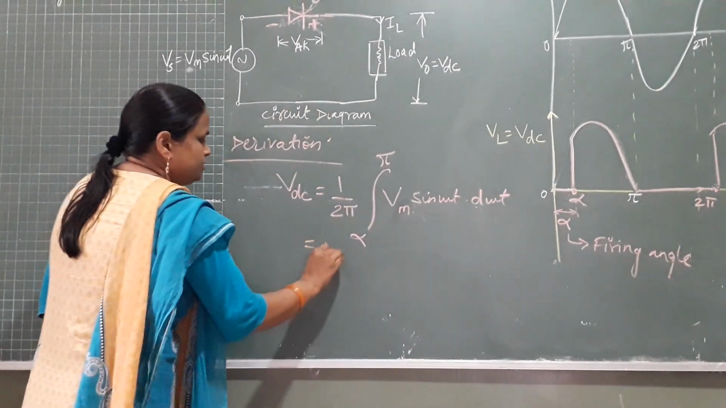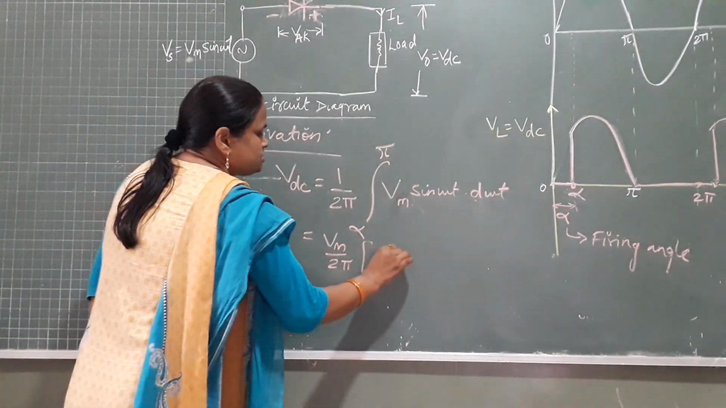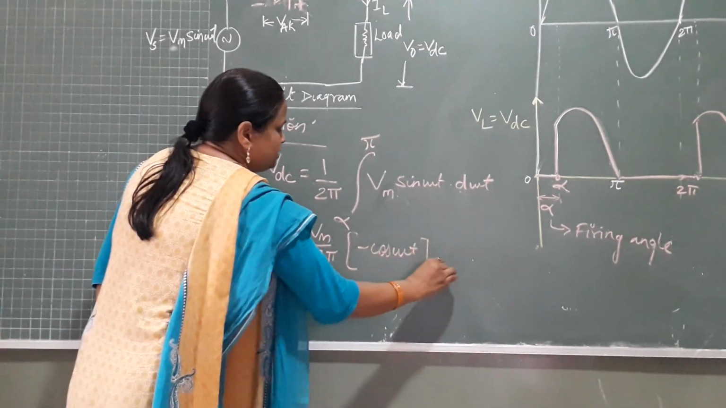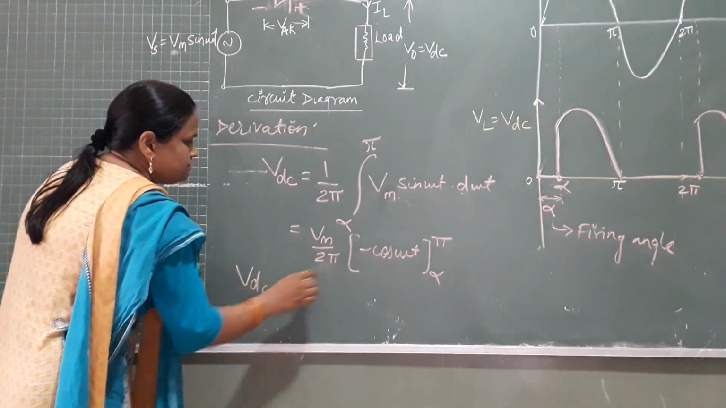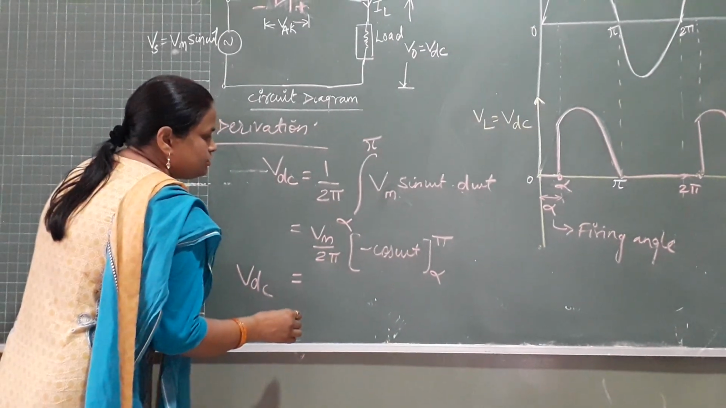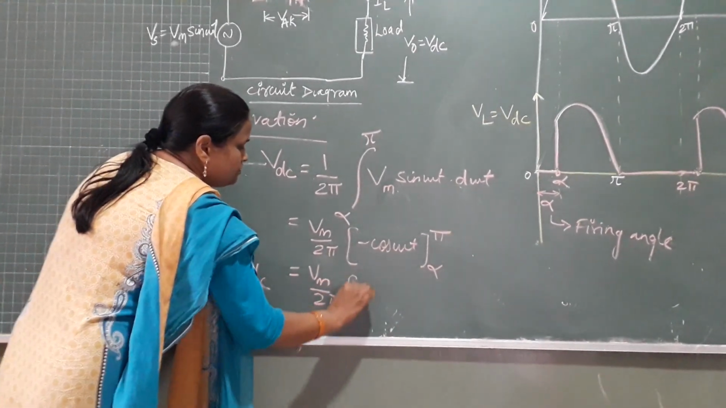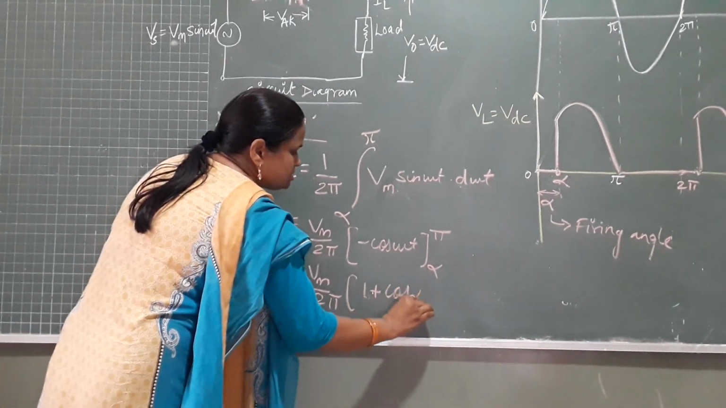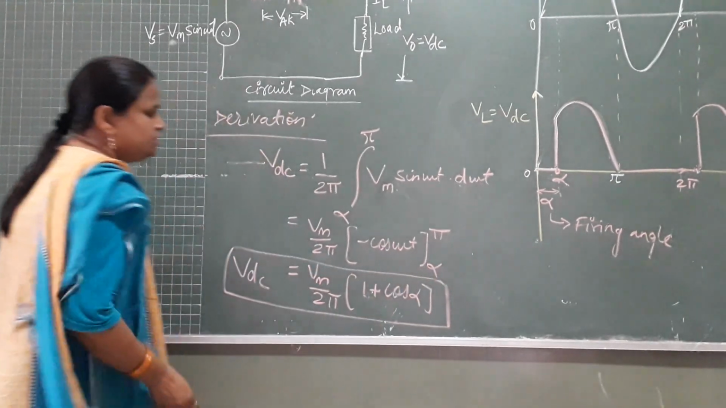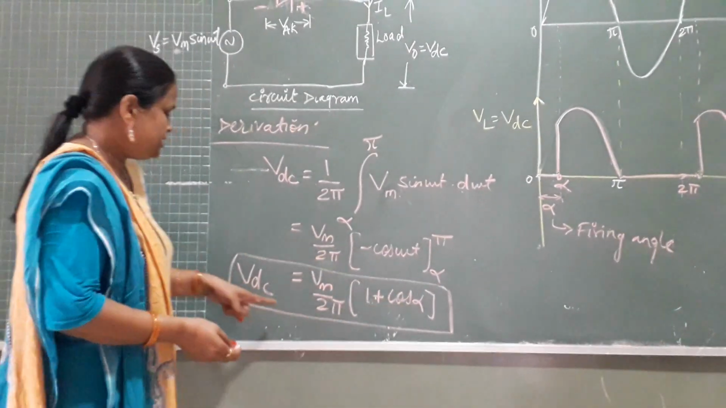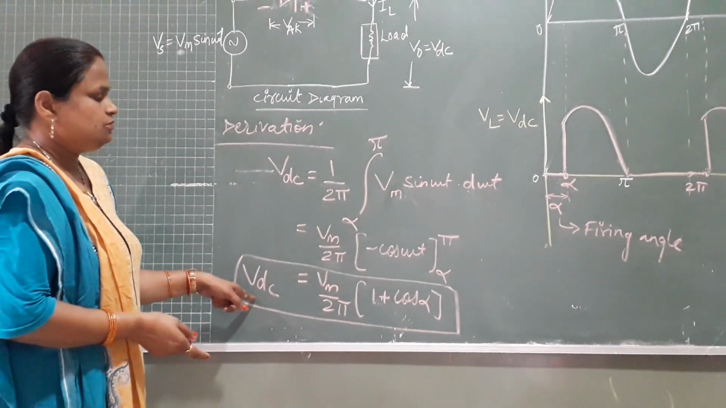Vm comes out, so we have Vm by 2 pi times minus cos omega t, with limits alpha to pi. When you derive it, cos pi becomes minus 1, so the result is Vm by 2 pi times (1 plus cos alpha). The moment you know the value of alpha, you can calculate how much DC signal is being converted from the AC signal.